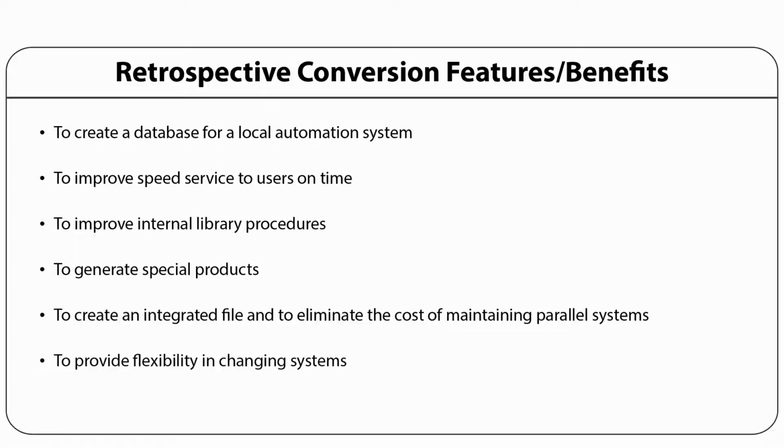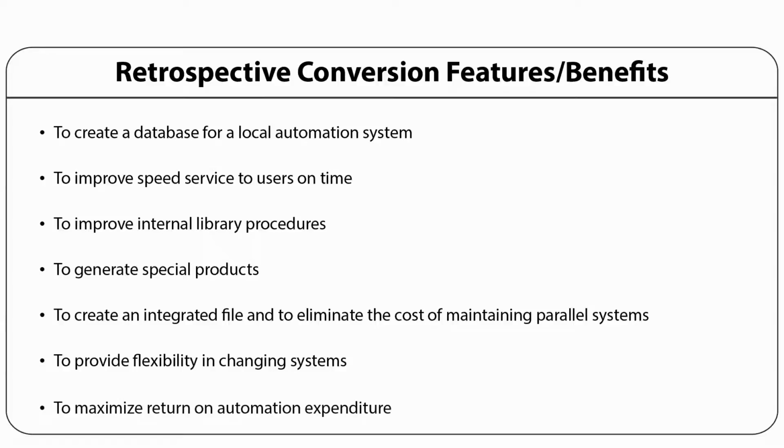Now we come down to point number 6, which is to provide flexibility in changing systems. It is evident that the rate of technological change is very rapid. Some of the libraries that were the first to automate have now changed systems 2 or 3 times. A library must therefore try to create a database which will allow it to move with technological change. Having an integrated machine-readable file will allow libraries to move from older to newer computer systems with more ease and less cost.